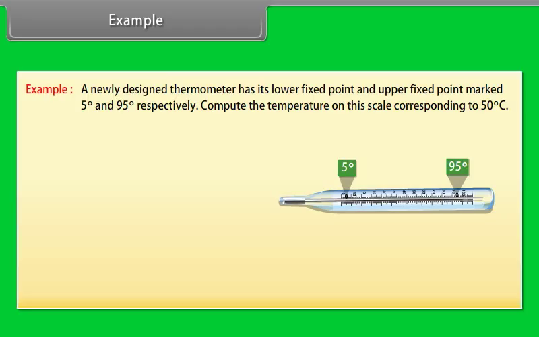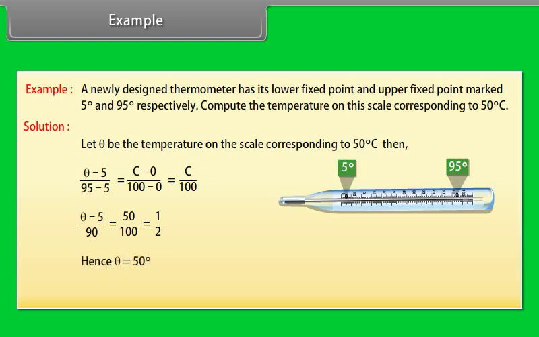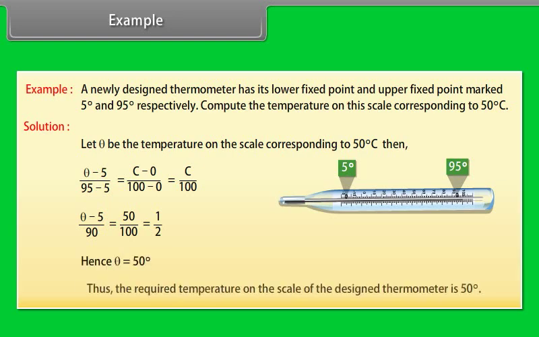Let's see the solution. Let theta be the temperature on the scale corresponding to 50 degrees Celsius. Then (theta minus 5)/(95 minus 5) is equal to C/100. On simplifying, we get (theta minus 5)/90 is equal to 50/100. Hence, theta is equal to 50 degrees. Thus, the required temperature on the scale of the designed thermometer is 50 degrees.